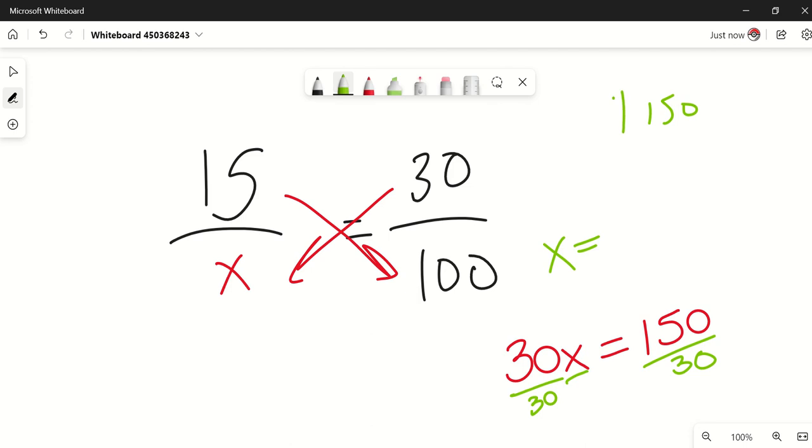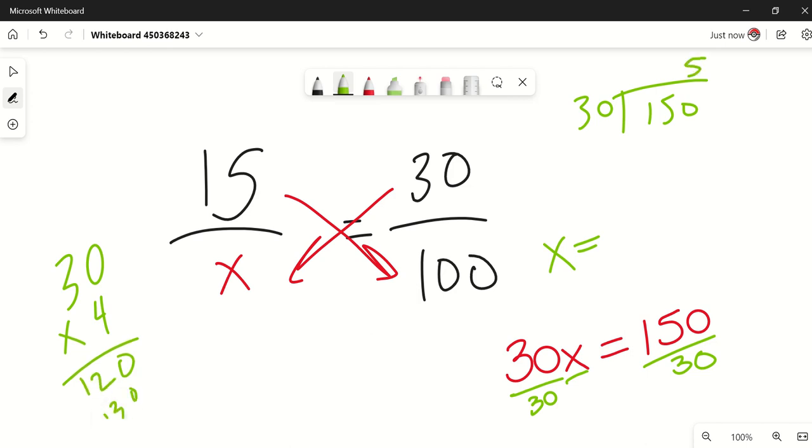150 divided by 30. 30 will go into 150. Let's say, guess and check. 90, let's say 4 times. That'll be 120. It's actually going to be 5 times. So it'll be 150. I did something wrong, didn't I? X wouldn't equal 5.